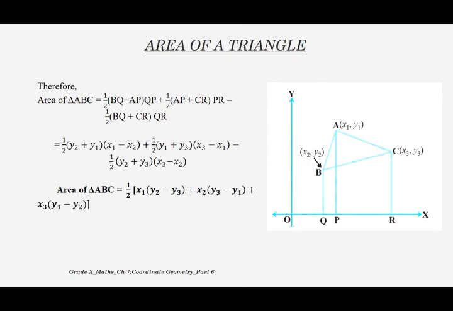Now, substituting the formula, we get area of triangle ABC is half (BQ plus AP) into QP plus half (AP plus CR) into PR minus half (BQ plus CR) into QR. Now, using coordinates, when we substitute, we get area of triangle ABC equal to half [x1 (y2 minus y3) plus x2 (y3 minus y1) plus x3 (y1 minus y2)]. This is the formula for finding area of a triangle.